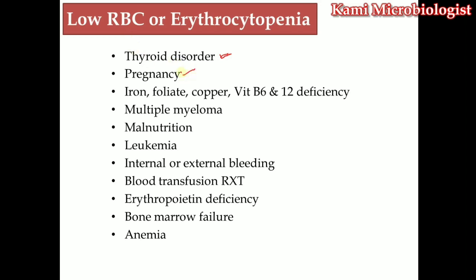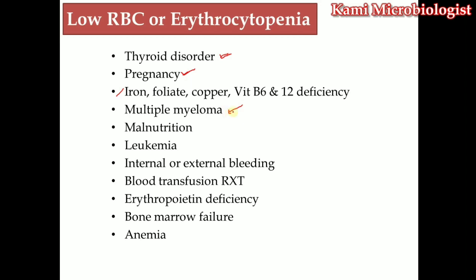During pregnancy, the RBC level also decreases, because in normal conditions women have iron as well as vitamins, so the RBC level is normal. But in pregnancy the iron and vitamins decrease, and moreover the blood is also transferred to the fetus. That's why the RBC level decreases in pregnancy. Due to deficiency of iron, folate, copper, vitamin B6, and vitamin B12, RBC is also decreased.